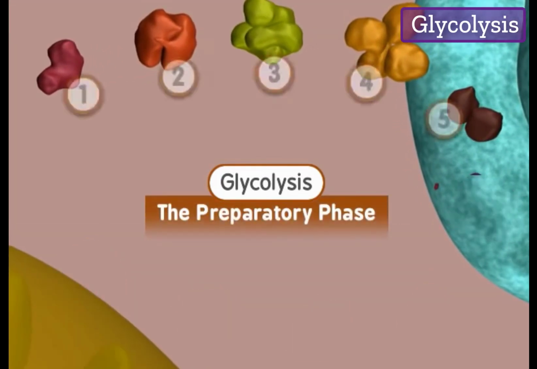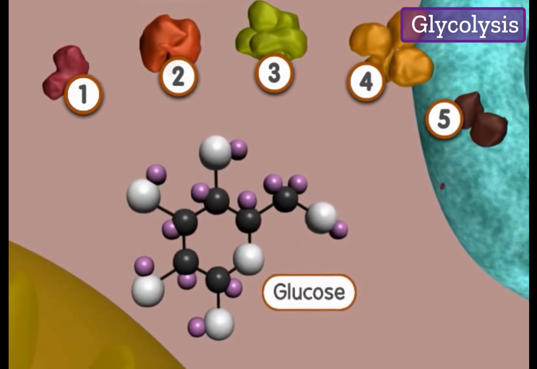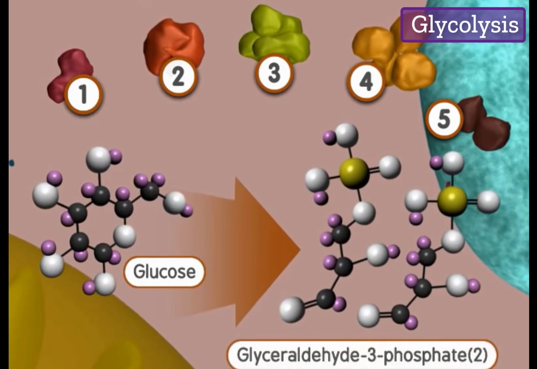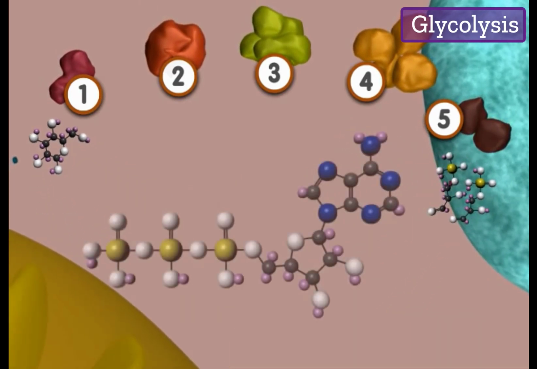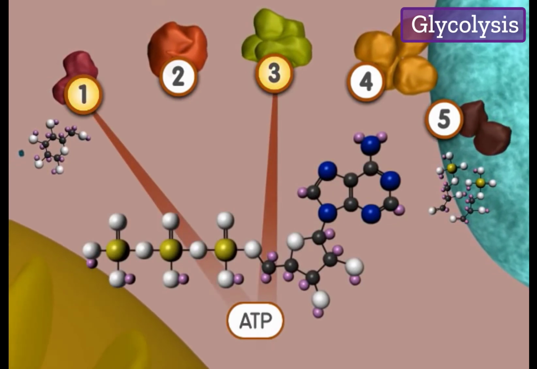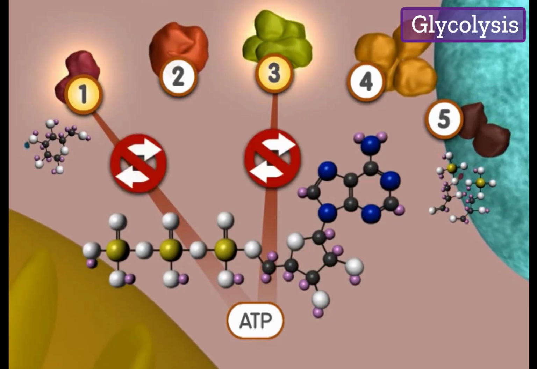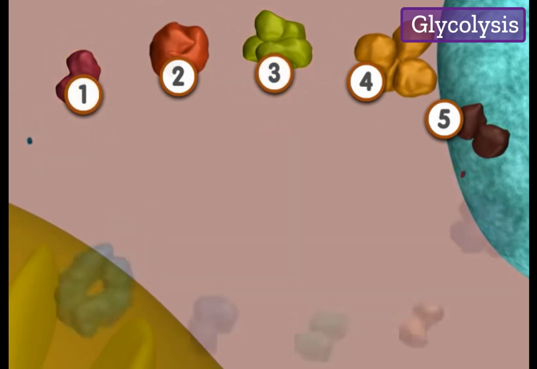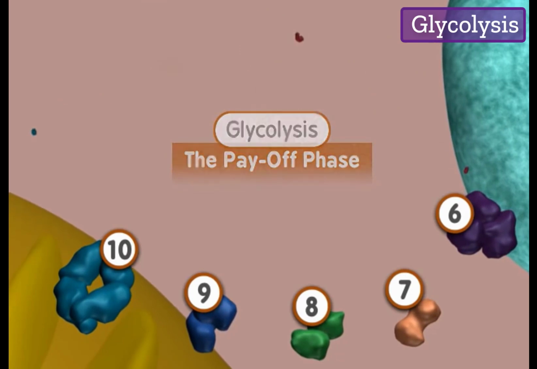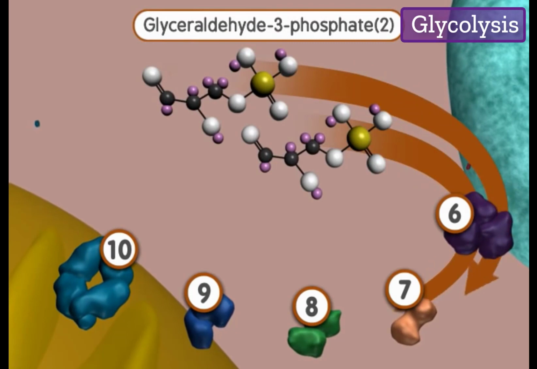The first 5 steps of glycolysis convert a 6-carbon sugar, glucose, into 2 3-carbon sugars, glyceraldehyde 3-phosphate. To do so, ATP is consumed in the first and third steps. Both of these chemical reactions are catalyzed by an enzyme known as a kinase, and both reactions are irreversible. The next 5 steps of glycolysis produce energy. 1 ATP is made per glyceraldehyde 3-phosphate in both reactions 7 and 10.